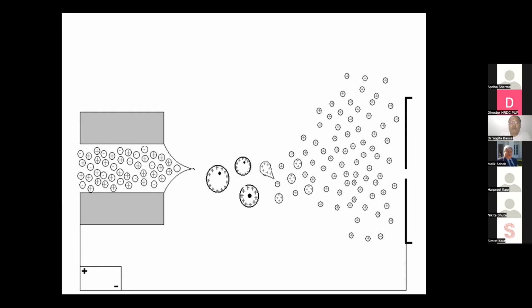They become smaller and smaller, and as a result, the charge density increases. So larger drop to smaller drop to smaller drop to smaller drop. The charge density increases. So when the droplet size becomes almost a dry aerosol, the charges are all positive, so there will be charge repulsion, and it will burst into individual molecules, individual ions. So those ions are produced.